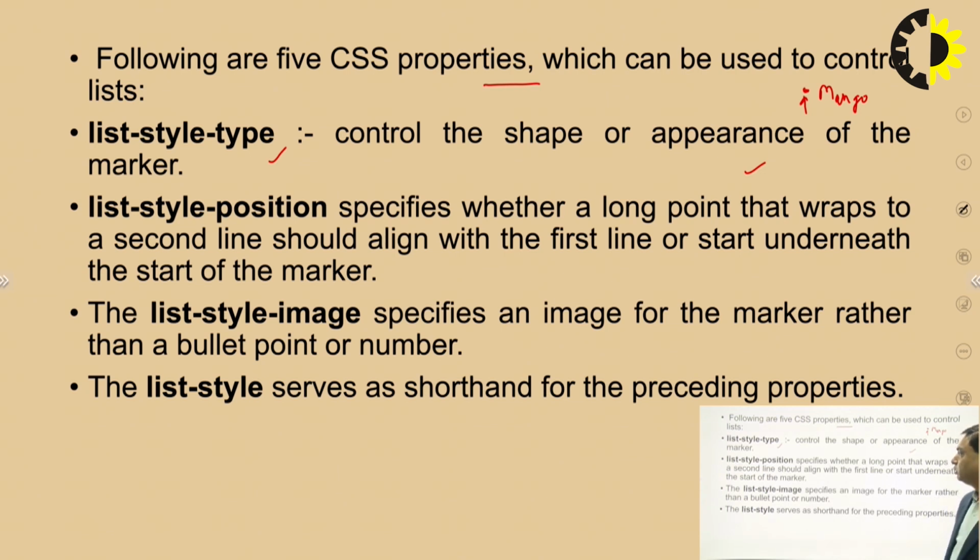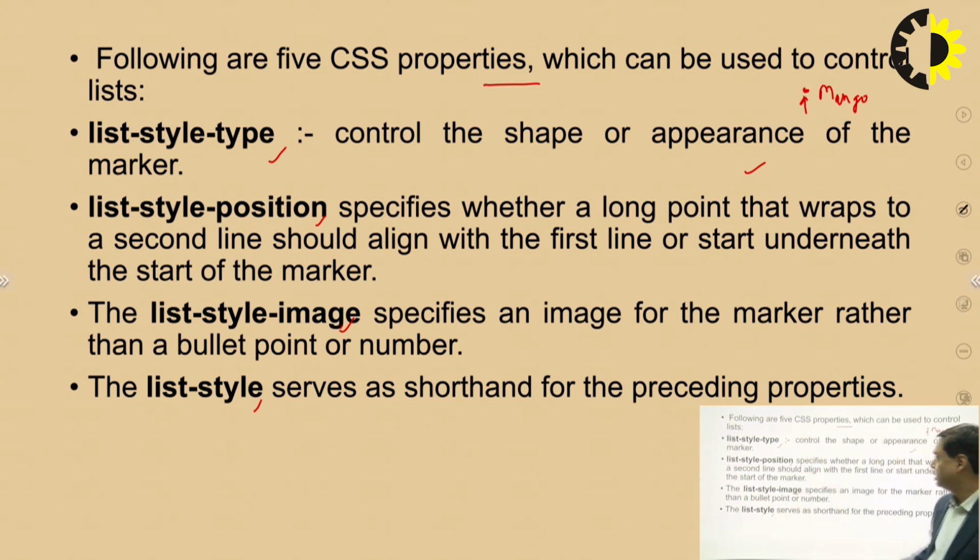Then we will discuss list-style-position. This is the attribute which is used to define, or you can say align, the content with the help of the marker, that I will discuss later in this video. The next property is list-style-image. Here we are using the disk, circle, like this. If you want to display an image instead of the predefined marker, then we use the list-style-image CSS property.